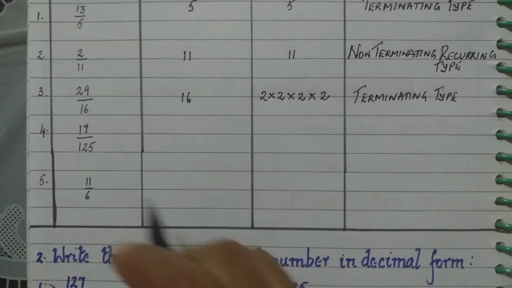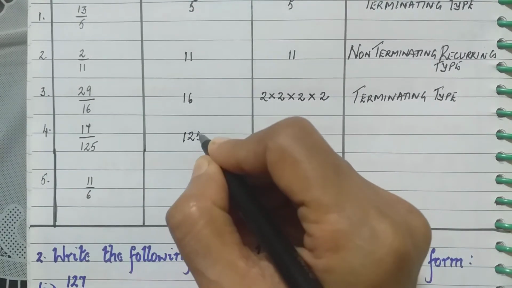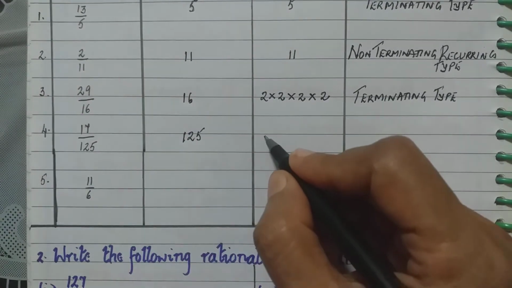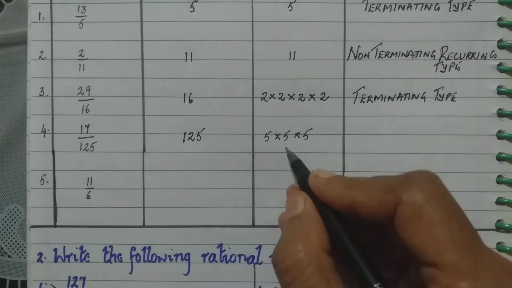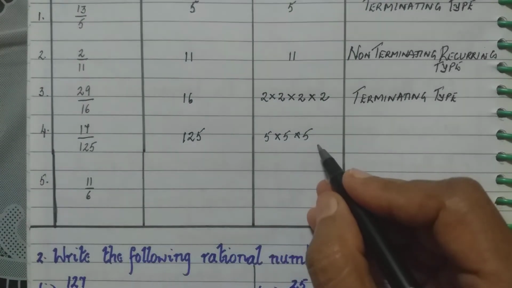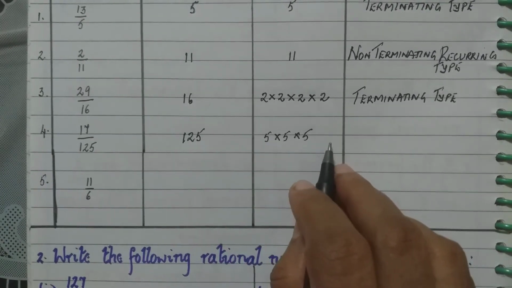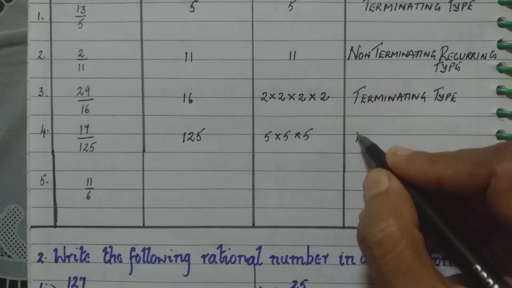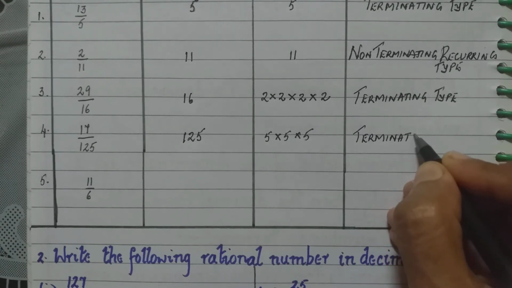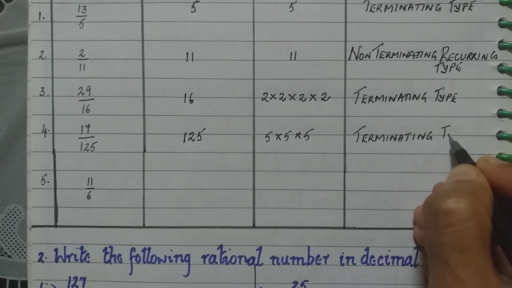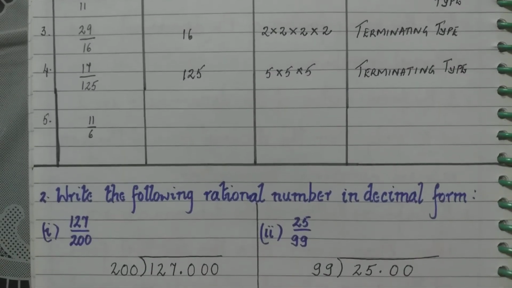The next one, 17 upon 125. What is the denominator? 125. What are the prime factors of 125? 5 into 5 into 5. 5 into 5 is 25. 25 into 5 is 125. So the prime factors of 125 are only 5. So again it becomes the terminating type. It has to be either only 2 or only 5 or only 2 and 5 to be of the terminating type. Now look at the last question.